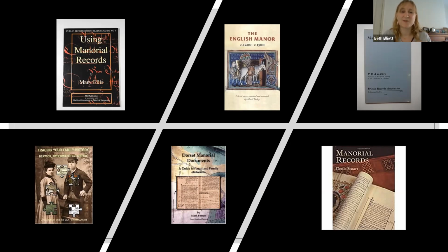I've highlighted middle and left, so lower, middle and left. Dorset Manorial Documents, I really like that guide. Obviously it relates to Dorset Manorial. It might be worth having a look to see if your county has their own guide. There's also the Berwick, Tweedmouth and Spittal one, which I have to include obviously because of where I'm at, and that has a lovely little section as well about manorial records. So it might be worth just having a look.